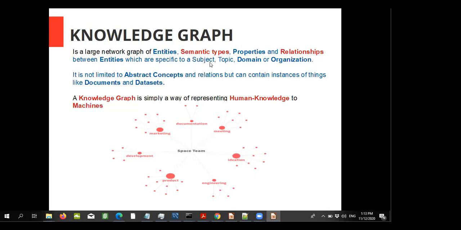Okay, which are specific to a subject, to a topic, to a domain. So when we say domain, it can be anything. It can be about any medical thing. It can be about COVID-19. It could be about jollof rice. It could be about anything, or an organization. So that's it. Now look at how data is being represented, and look at the word network graph. We are coming to it.